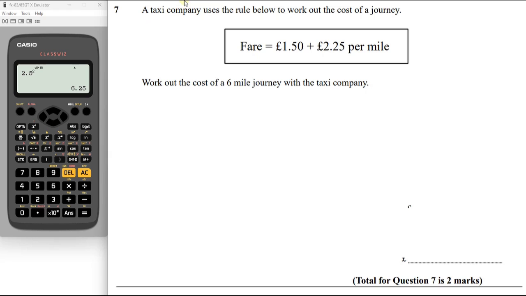Question 7. A taxi company uses the rule below to work out the cost of a journey. So the cost is £1.50 plus £2.25 per mile. We need to work out the cost of a 6-mile journey with the taxi company. Okay, so the fare, write this down, the fare is going to equal £1.50 plus £2.25 times the number of miles, so per mile, and you can see that we're travelling 6 miles, so it's going to be 2.25 times 6.